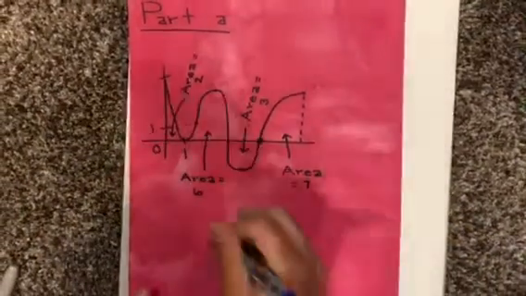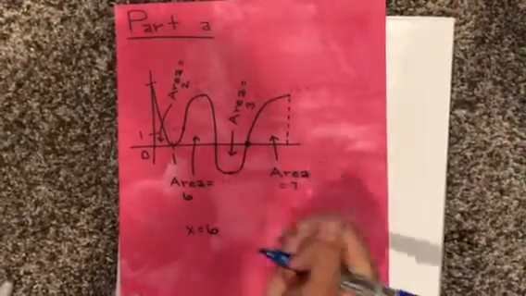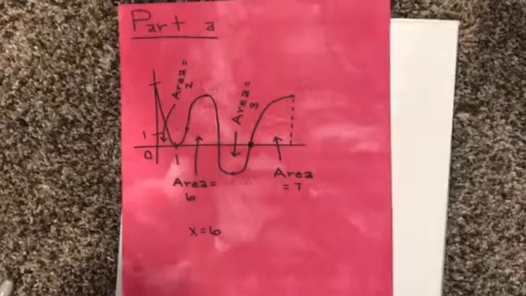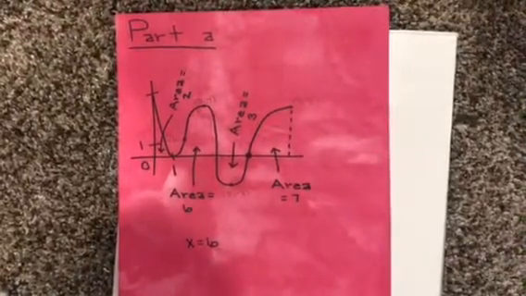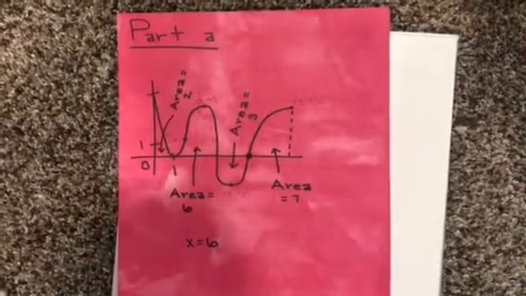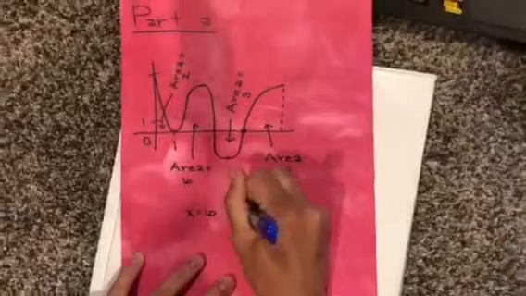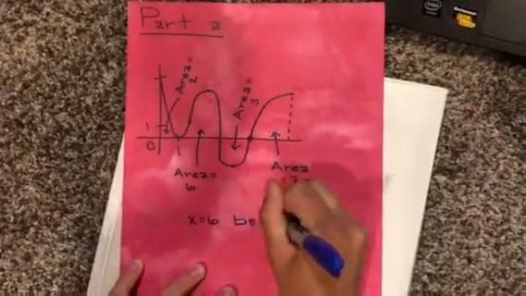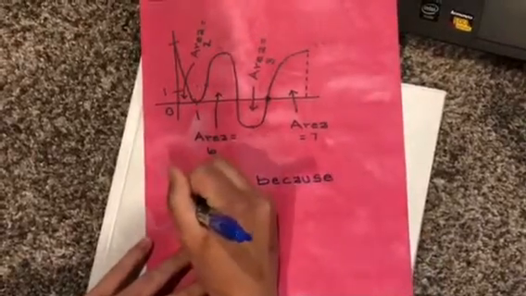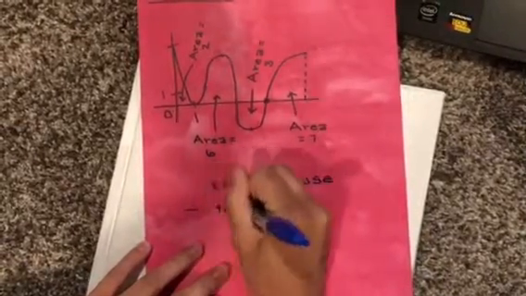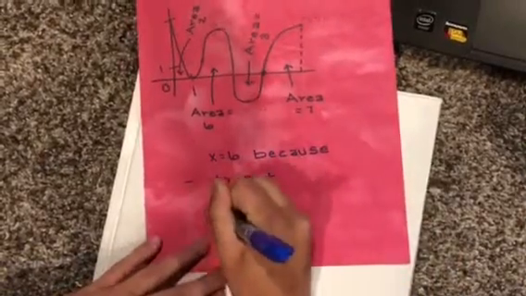So your answer is x equals 6 for part A, because the function goes from negative to positive. On the AP test, you will receive 1 point for an answer with justification. So x equals 6 because it goes from negative to positive. And that is 1 point.